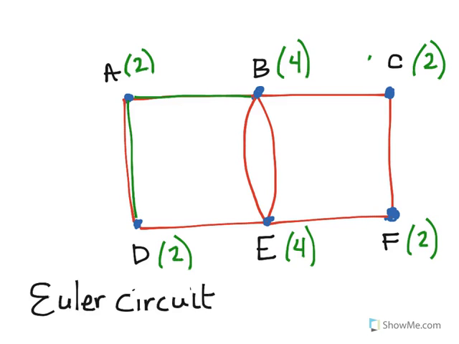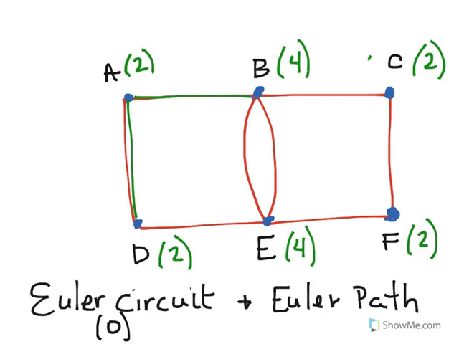In fact, we had no odds, which means an Euler circuit and an Euler path are both possible here because it fits both rules. Rule 1, an Euler circuit needs 0 odds, and an Euler path needs 2 or less odds. So both of those are possible here.